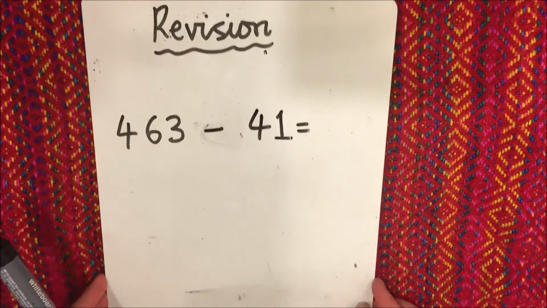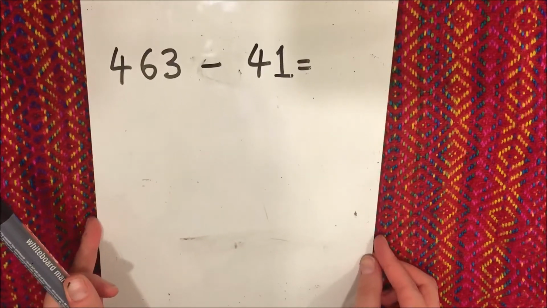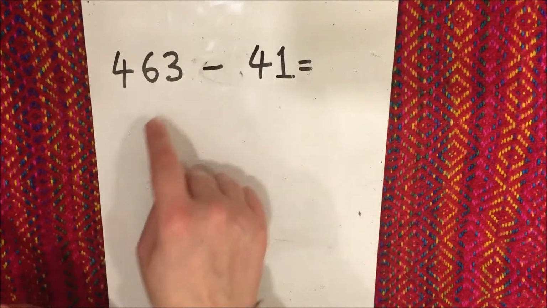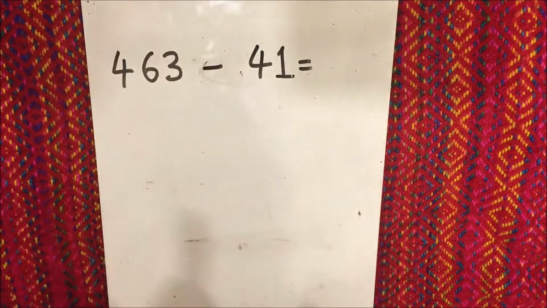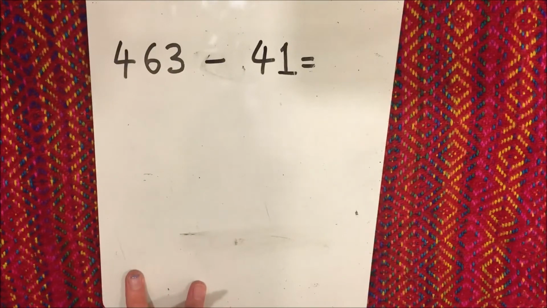So we're going to revise, to begin with, what we did in yesterday's lesson, which was 3-digit, hundreds, tens and ones, take away 2 digits, tens and ones. How do we do that using the column method? If you're confident, do that now and then unpause to correct with me. If you'd like reminding, stay on the video now.